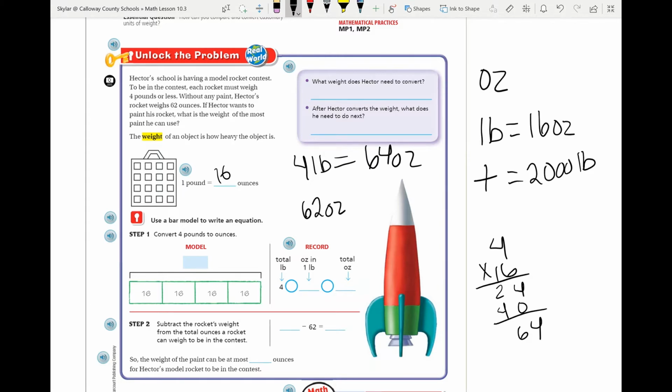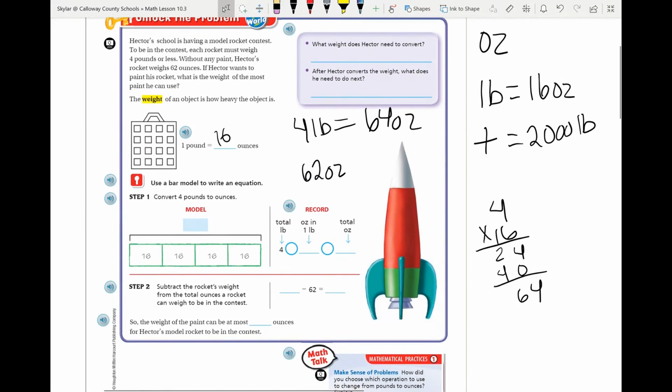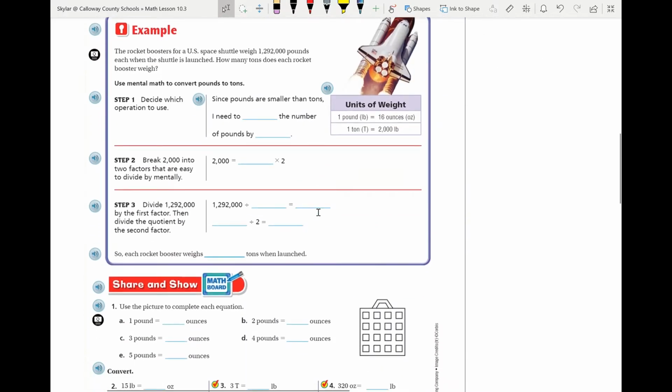And he already has 62 ounces. So what are we going to have to do to figure out how much paint he can use? Well, you're going to have to subtract. If the limit is 64 ounces and he has 62, then 2 ounces is all that he can add for paint. And that's what you're going to be doing a lot for these. You're going to be converting your units, and it's almost always easier to go from a bigger unit to a smaller unit. So if you have the option to, I'd highly recommend that, but sometimes you can't.